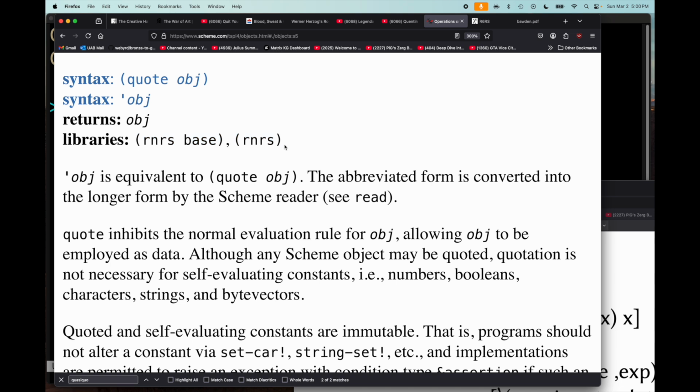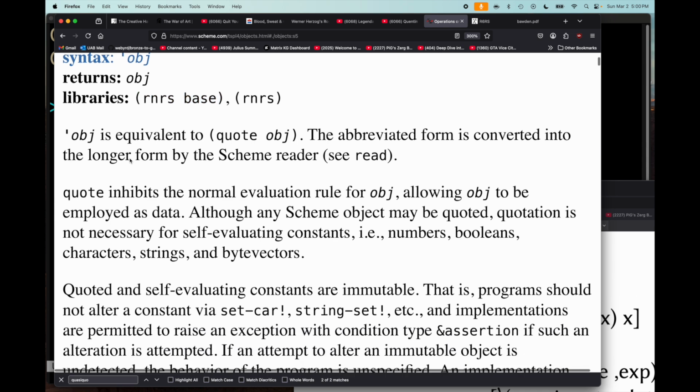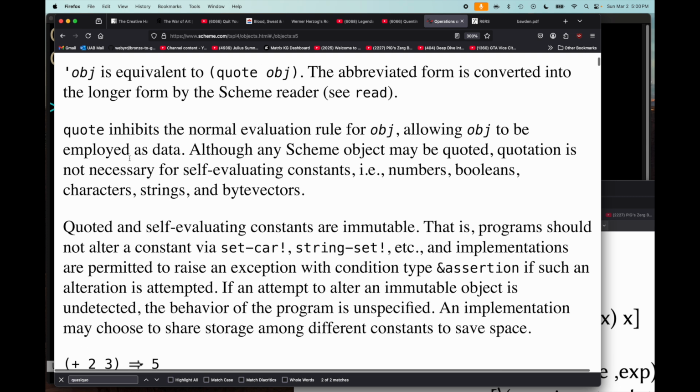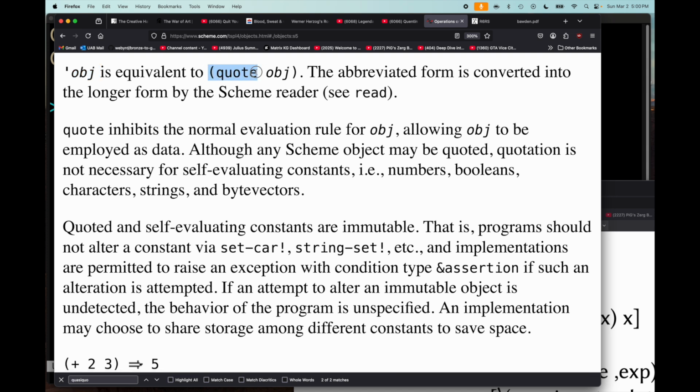So for R6RS, there are these libraries, and instead of writing R6RS, you write RnRS as the library name when you're importing things. We're not going to worry about that right now. You can look it up if you want. So here, this thing we already knew about quote. The single quote of obj is equivalent to left paren quote of obj. Okay. The abbreviated form is converted into the longer form by the Scheme reader.